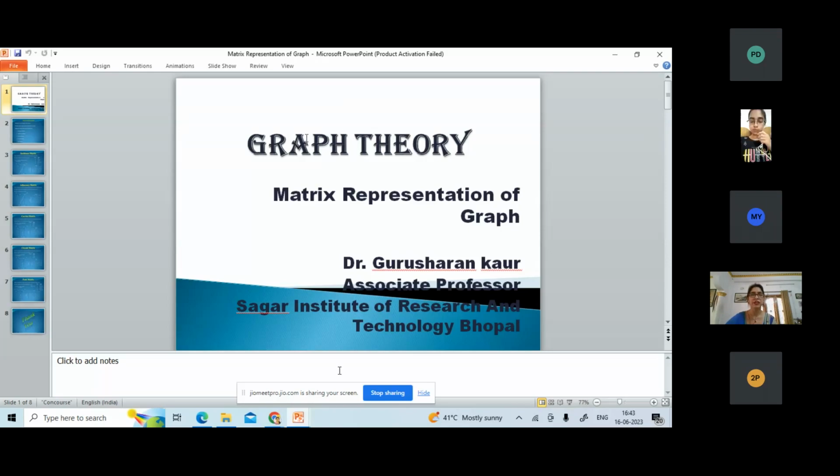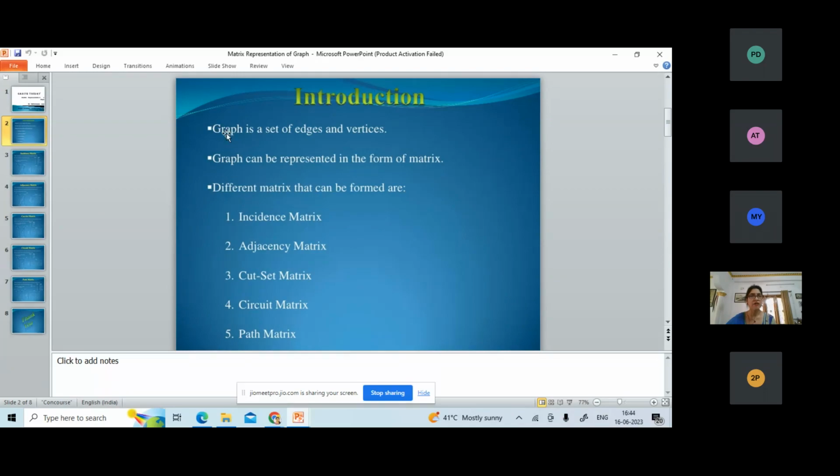I also have some beautiful results of graph theory in matrix form. Matrix representation of a graph: how graph theory can be represented in matrix form. First, introduction. As we know, a graph is a set of edges and vertices, and this graph can be represented in the form of matrices. Different matrices that can be formed are incidence, adjacency, cut set, circuit, and path matrices, which can be drawn with the help of graph theory.